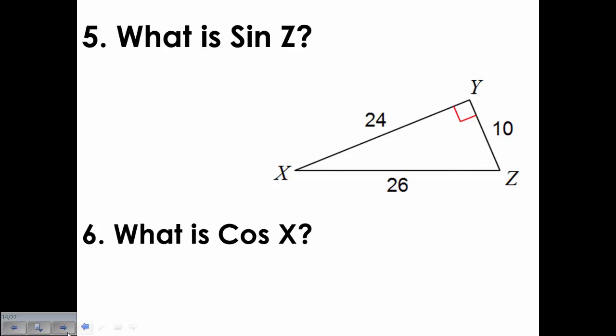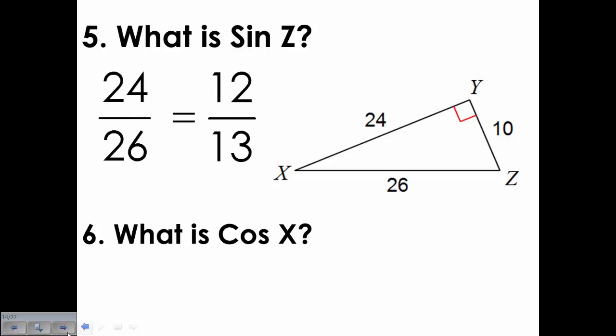Sine of Z, so go put Stickman where Z is, and sine is opposite over hypotenuse, so 24 over 26, and then reduce that in your calculator. Now it says, go stand at the other acute angle and tell me what cosine is. Well, that's easy. Sine of one angle is the same thing as cosine of the other, so the answer would be 12 over 13.